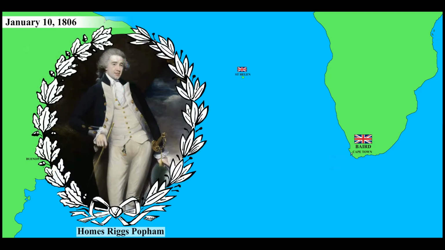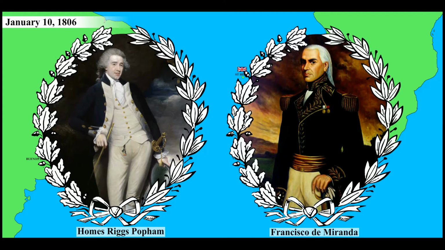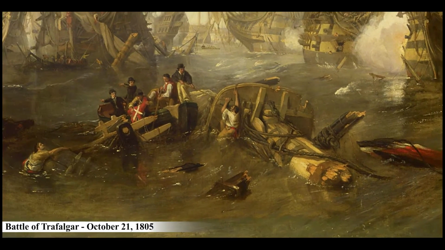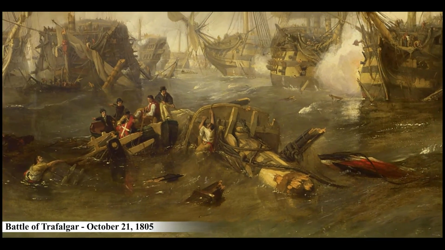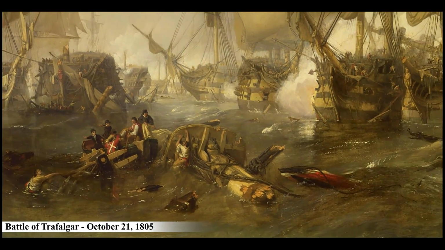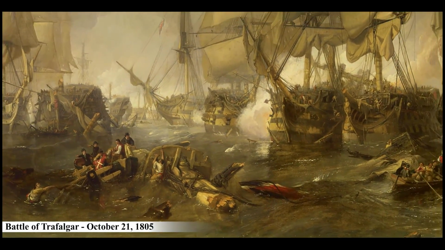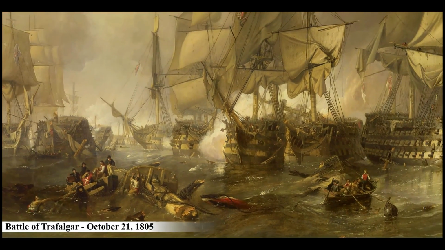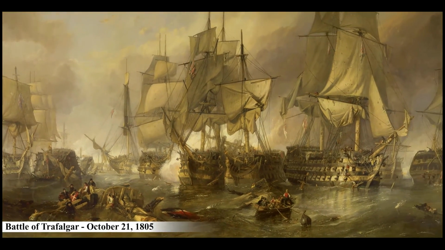The Commodore Home Popham, commander of the fleet, had knowledge of the independence plan for the South American continent that the Venezuelan revolutionary Francisco de Miranda had presented in his visit to London. The recent defeat of the Franco-Spanish fleet in the Battle of Trafalgar made Popham see the perfect opportunity to attack the Spanish colonies, which the British had always seen as potential markets.